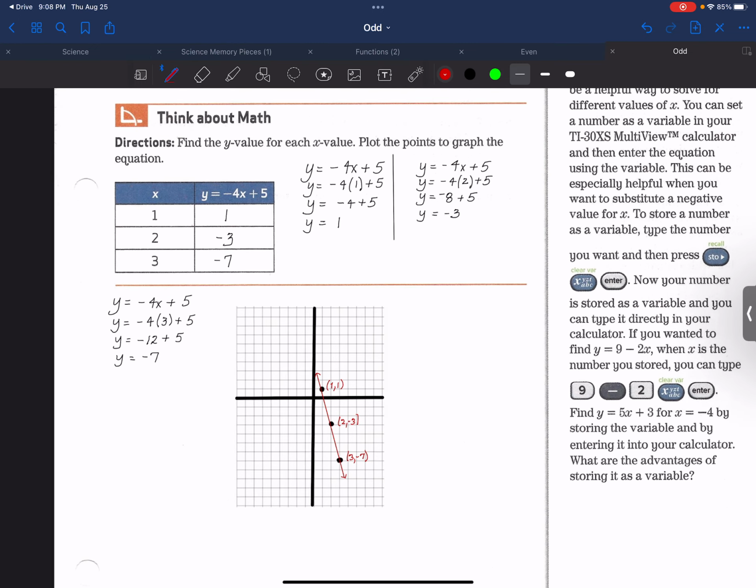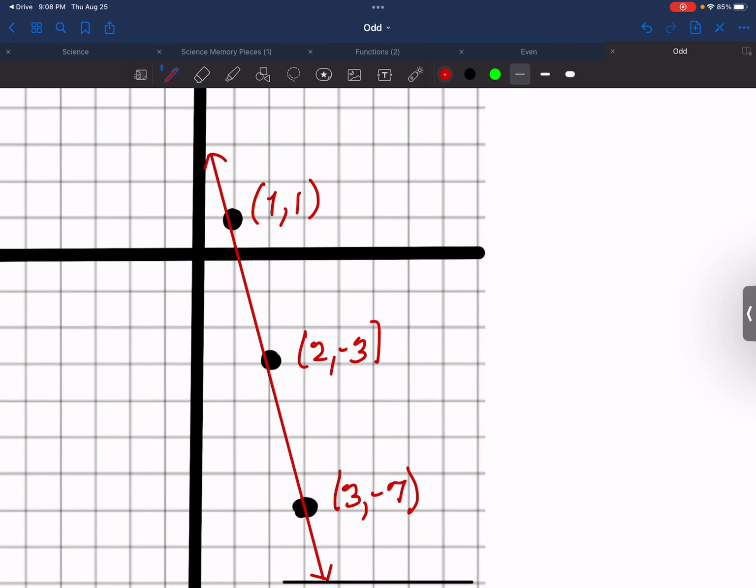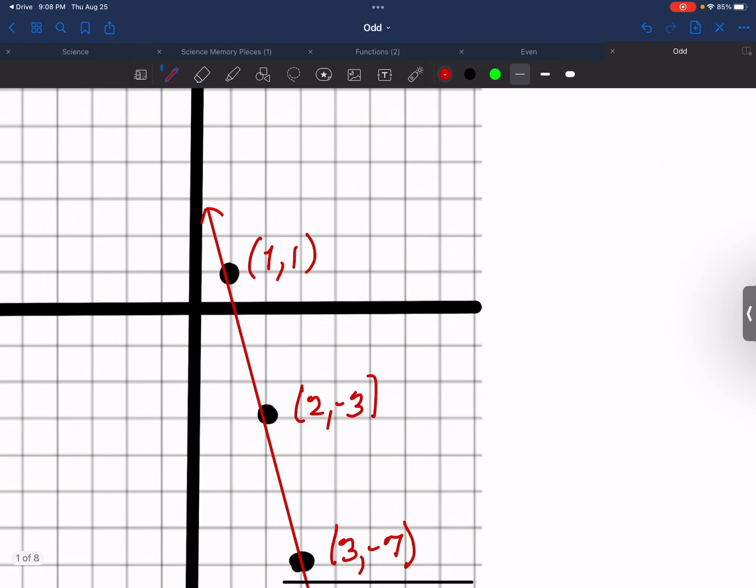So we did what it said to do. We found the y values, and we graphed it. Now I'm going to extend that just a hair. I want you to think through this with me. Let's see if we can find our slope just using rise over run.